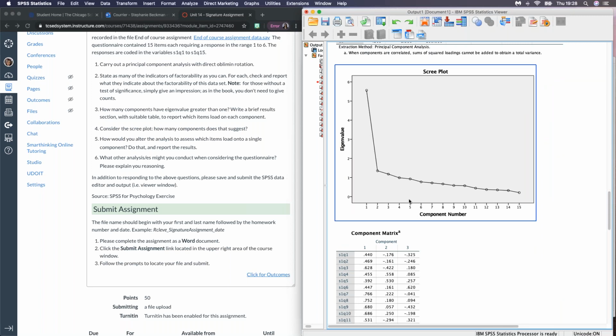Some people would argue 3 because these 3 are all greater than that 1 eigenvalue. So you can make the case either way, for 3 or for 1. It's up to you. But whatever you want to do for that scree plot, I didn't personally include an extra section for this question because I already addressed it here, and then later I address it with these other questions.